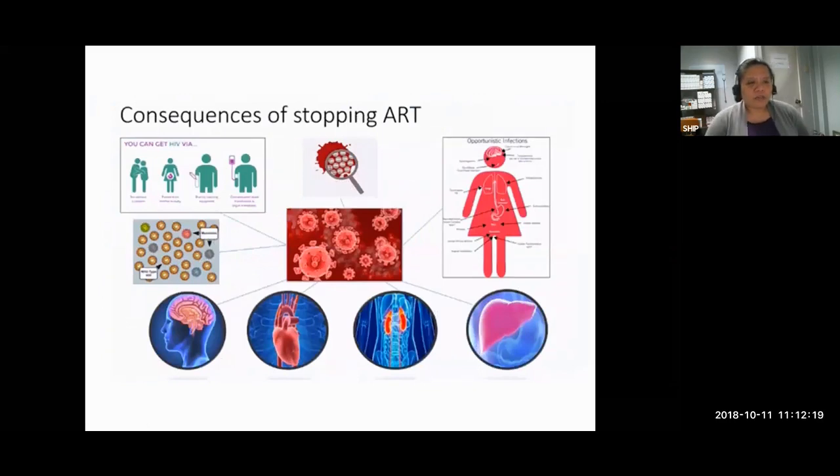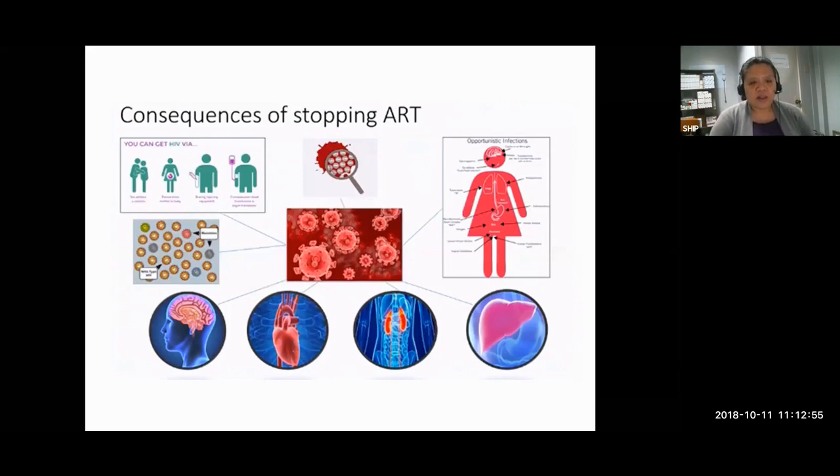Now, what's important to know is, what are the consequences of stopping ARVs? Of course, if you remove the suppression of the virus, you will now see viral replication, which will predispose the patient to be infectious, and therefore that's your public health problem. It also will increase inflammation, which will then affect the organs that are not initially concerned with HIV, like your heart, your kidneys, your brain, and your liver. But because of the chronic inflammatory process of HIV, they become affected.